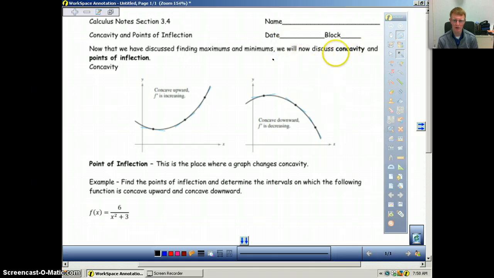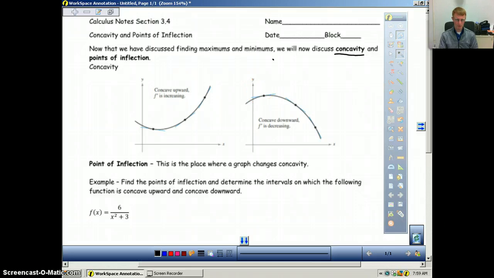Concavity is describing the shape of what a graph looks like. So if you see right here, this graph is concave upward. It's concave upward because it kind of looks like a bowl. It's really hard to explain. You just have to understand the concept of what concavity means, and seeing that because it's looking like this, that means it's concave upward. And then this graph over here is concave downward.